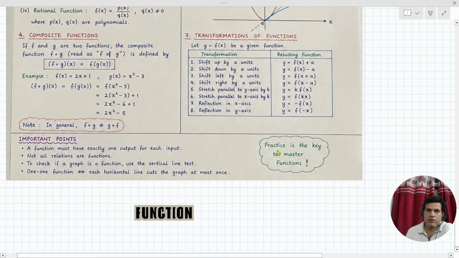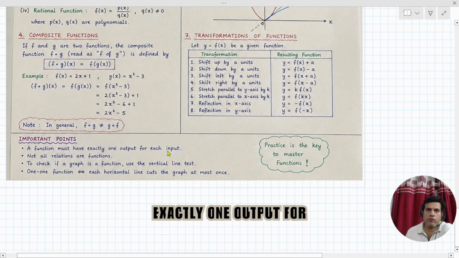Practice is key to master functions. An important point: a function must have exactly one output for each input. Not all relations are functions. To check if a graph is a function, use the vertical line test. For a function, each vertical line cuts the graph at most once.